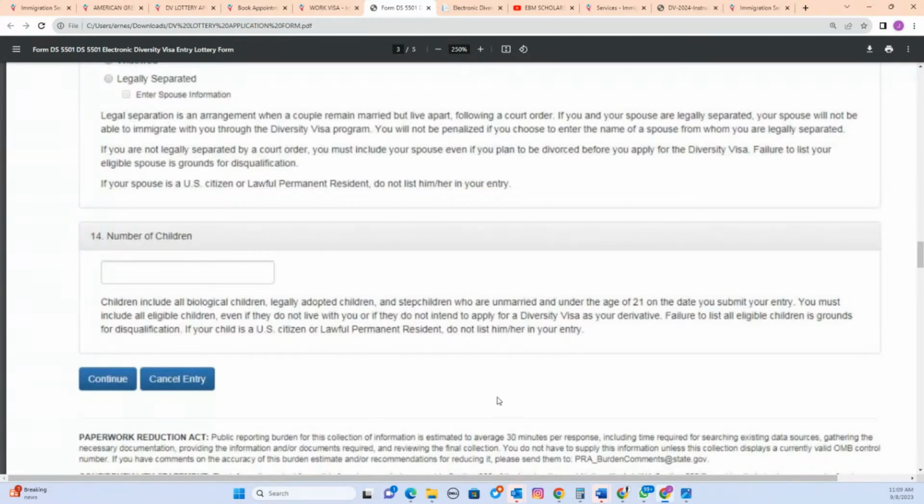But what if I'm 20 years old on the day of application, but the results are out before the interview and I'm 21 years old? There is no problem with that. You'll be allowed to process as if you are just 20 years old. And if you fail to list all eligible children, you'll be disqualified. If you win and you say, oh, I have a child, you're going to be denied the visa. But if your child is a U.S. citizen or a permanent resident, do not list him or her in the entry. If the child is a U.S. citizen, you don't list them. So if you say you have 2 children, you click continue here, it will open on the second part.